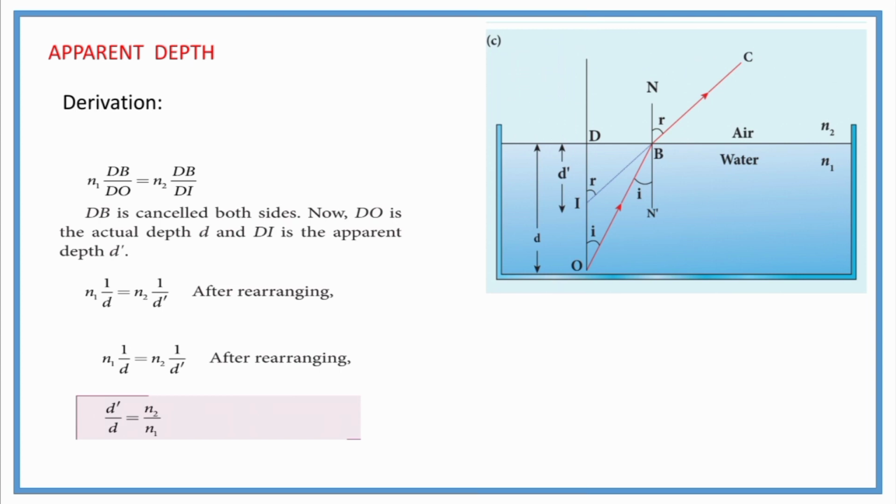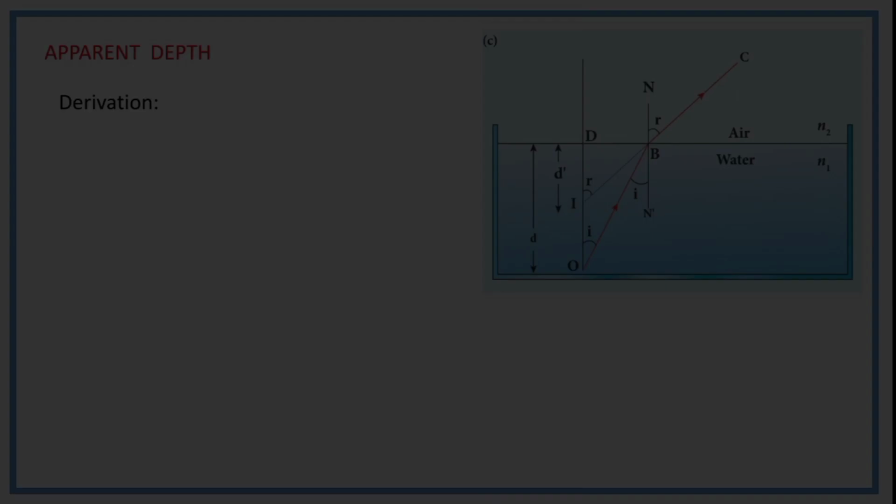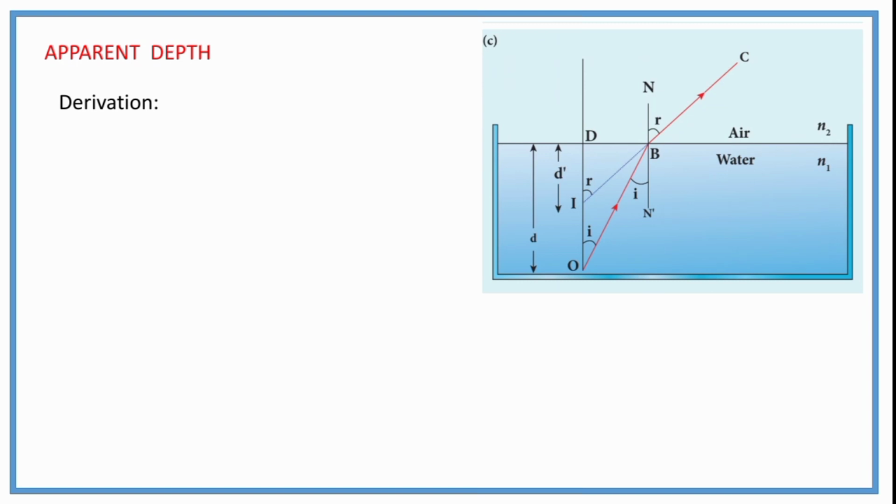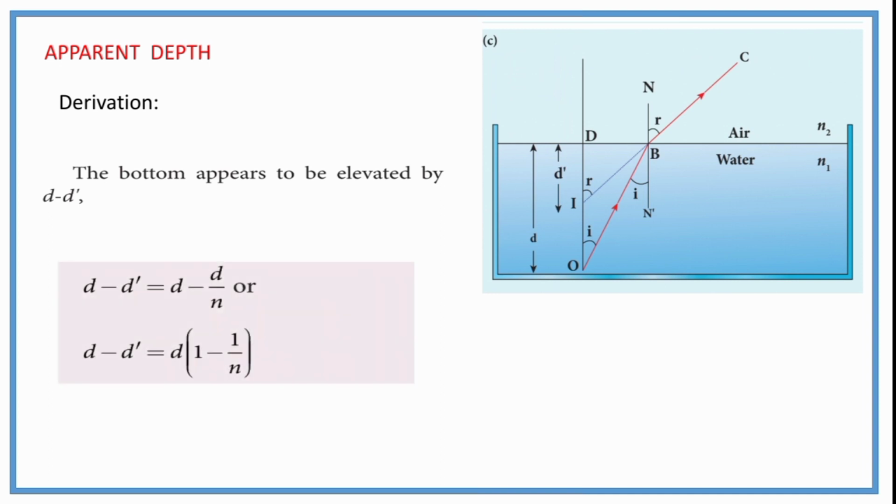Rearranging the equation, we obtain D dash divided by D equal to N2 divided by N1. We need the apparent depth, that is D dash, so we change the equation and we obtain D dash equal to N2 divided by N1 times D. Suppose we need to find how much the water is elevated from the bottom of the surface. We subtract the apparent depth from the actual depth and the equation becomes D minus D dash equal to D minus D by N.